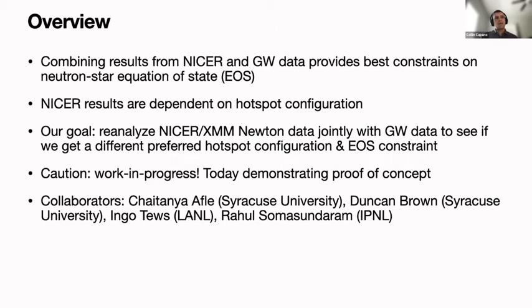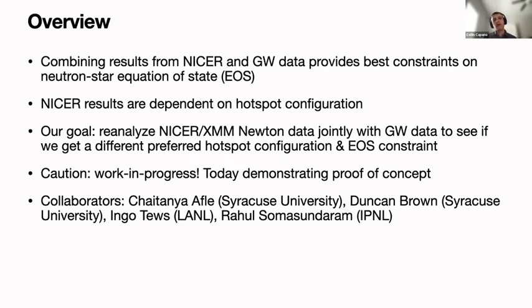The main idea here is, as we've seen from several of the other talks, you get much better constraints on the equation of state if you combine results from various telescopes and gravitational wave data. But most of what has been done previously is to take the posterior from, say, the gravitational wave data, and combine that with the posterior from the NICER results. Here, though, we're doing one giant Bayesian analysis where you analyze both the NICER data and the gravitational wave data simultaneously.